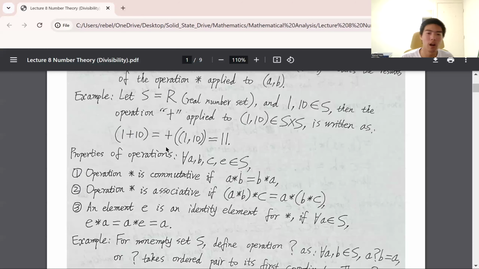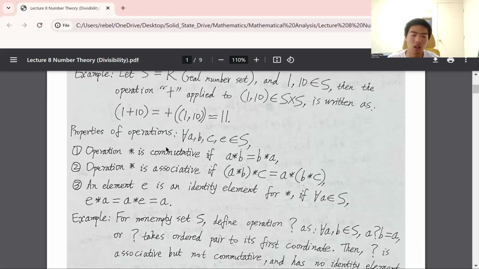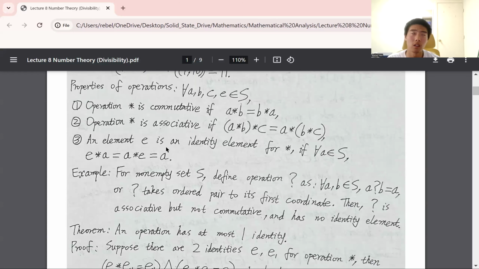There are usually some properties of operations. It doesn't mean every operation has these properties, but they're common properties of many operations. One operation is called commutative, for example, a plus b equals b plus a. So addition is commutative. Associative means doing the former part first is equal to doing the latter part first.